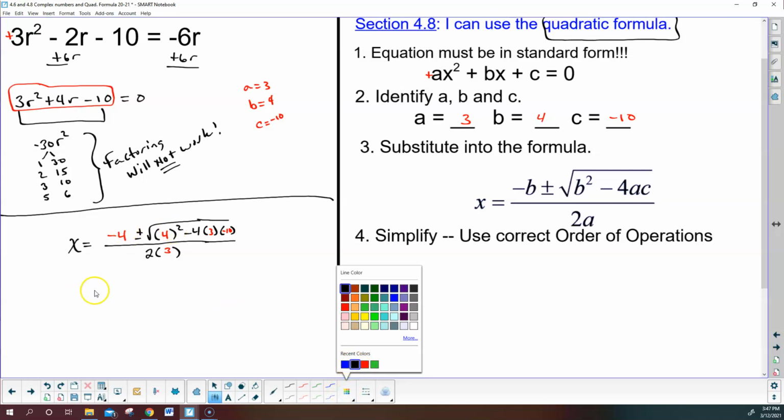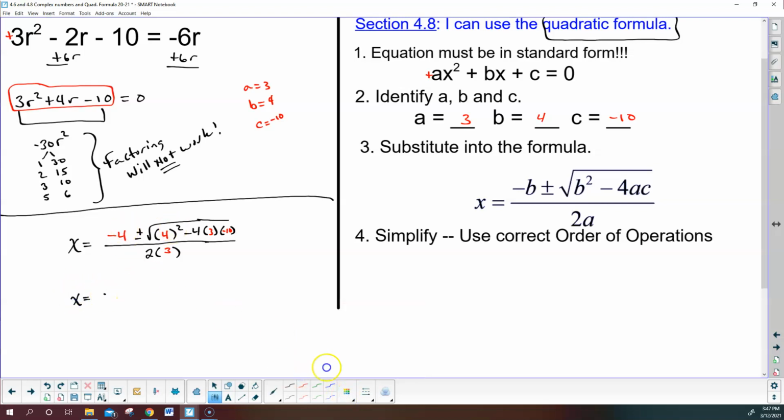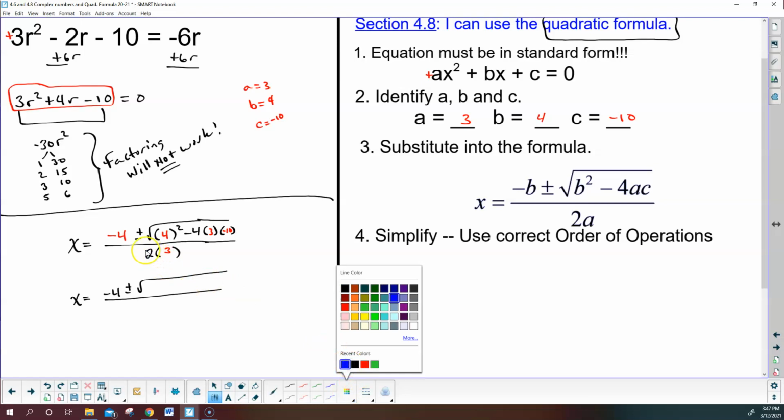Then we're going to simplify. And what I try to do is color coordinate this just so I can show you where the things are that we simplified. 2 times 3 on the bottom is 6. Notice how it's all over 2a. Make sure that's all over 2a. And then up top, I've got 4 squared. Well, that's 16. Right? Minus 4 times 3 is 12. 12 times negative 10. I think of this as a negative 4. So negative 4 times 3 is negative 12. Negative 12 times negative 10 would be a positive 120.